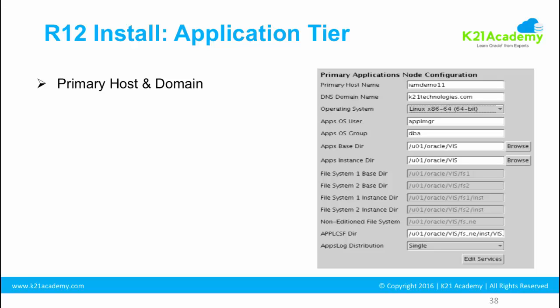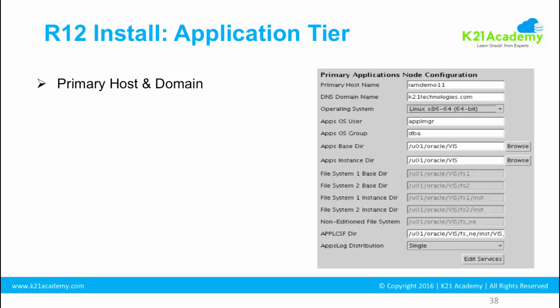We'll cover that separately. Now, if you want the APPL logs or the concurrent manager log files to be distributed or on a single node, you can specify the services, or you can edit what services you want to run on this node. If you don't change anything, all the services will run on that node, and these are the application tier services. You can click edit and modify if you want to run some services on this host and other services on another host. Again, this is the multi-node installation that we covered earlier.